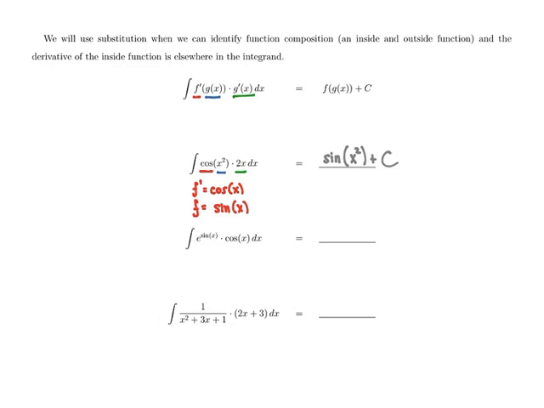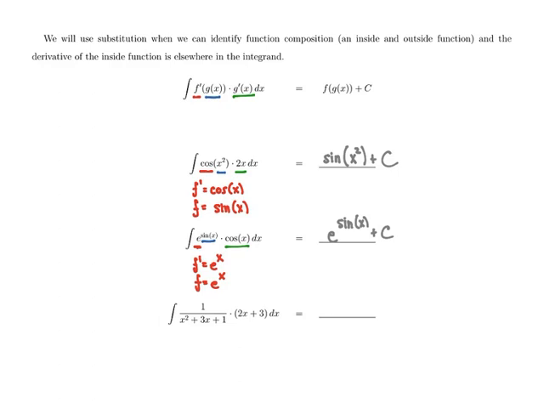Let's try that again. Let's do e to the sine of x times cosine of x. In this case, the outside function is e to the x. That's going to be our f prime. The inside function is sine, and the derivative of sine is cosine. And since that cosine is the derivative, this substitution, this backwards of the chain rule is going to work. What we really need to do is take the antiderivative of the outside function, this e to the x. That'll be just e to the x, and our final answer should be e to the sine of x plus c.